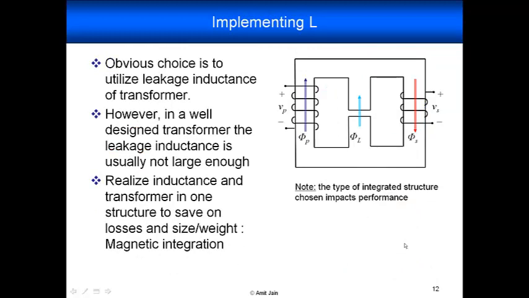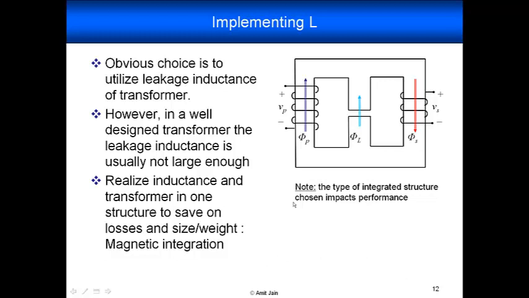Now the inductance L is a very important parameter in this converter. We would typically utilize the leakage inductance of the transformer to realize this inductance. However, in a well-designed transformer, the leakage inductance is usually not large enough, and we either have to add an external inductor, or we have to think of another way to incorporate the inductance or increase the leakage inductance of the transformer.